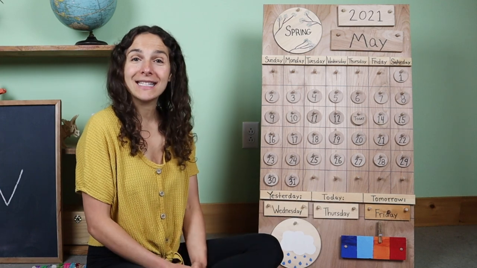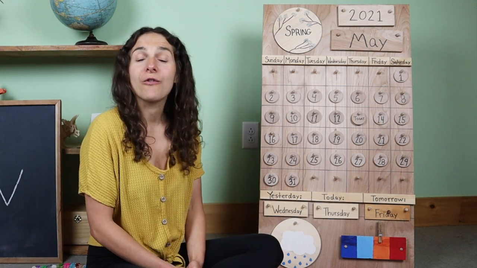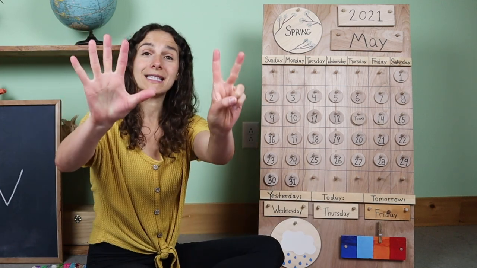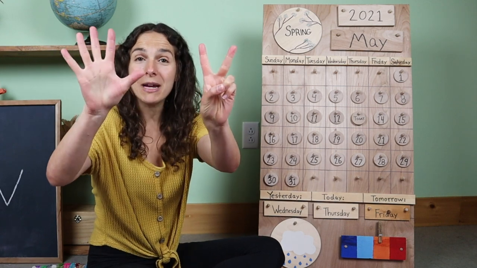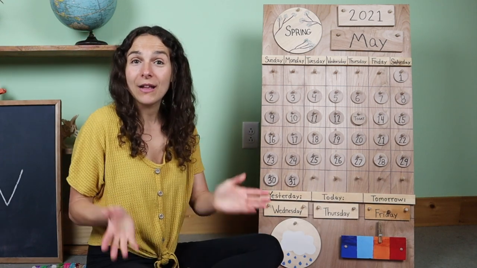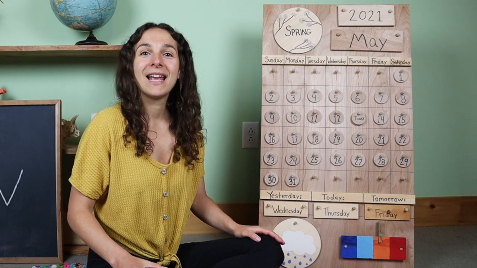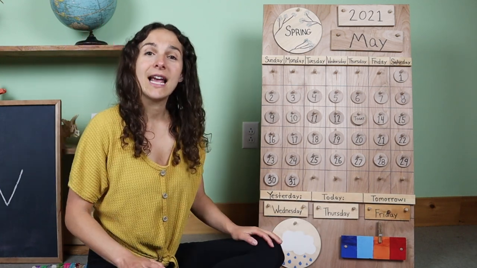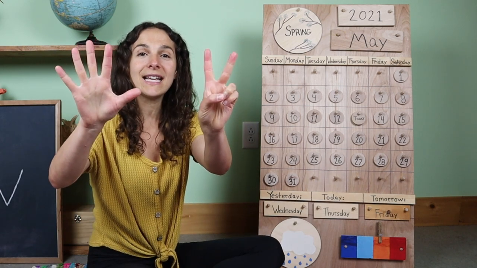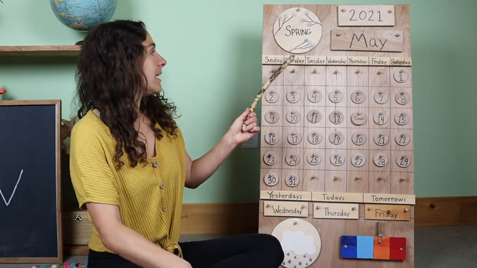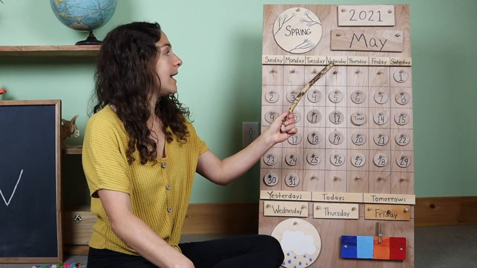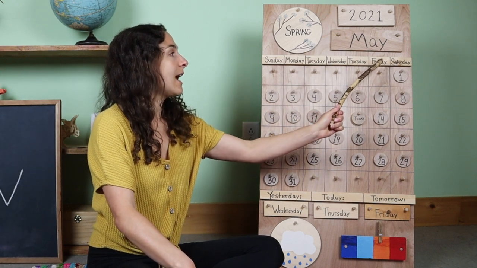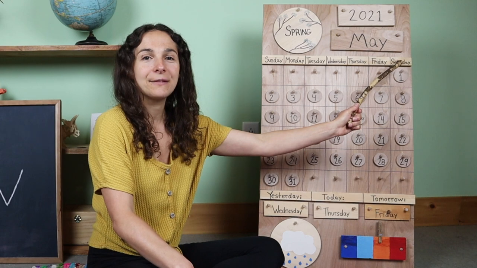And now let's sing the days of the week song. For this song, we need to hold up 7 fingers like this because we have 7 days in our week. Are you ready to sing? There are 7 days, there are 7 days, there are 7 days in a week. Sunday, Monday, Tuesday, Wednesday, Thursday, Friday, Saturday.